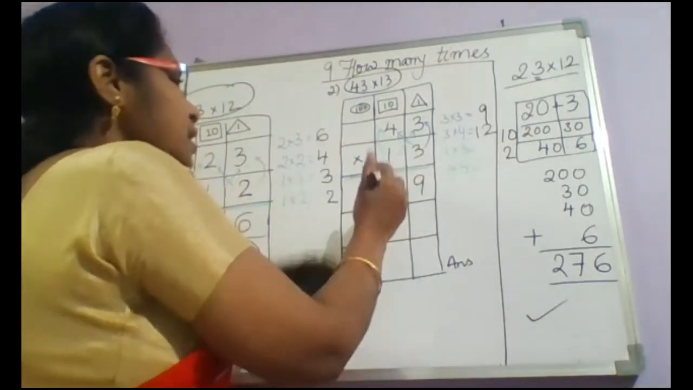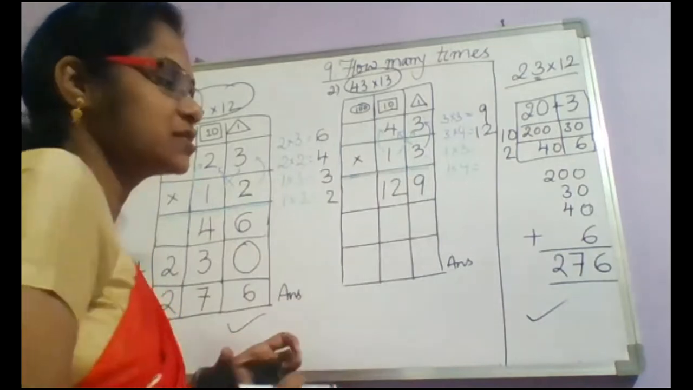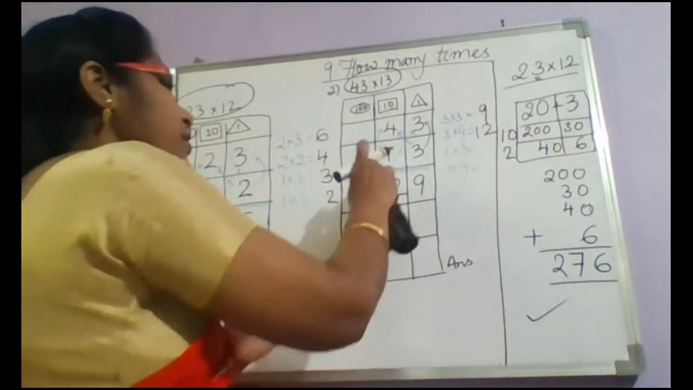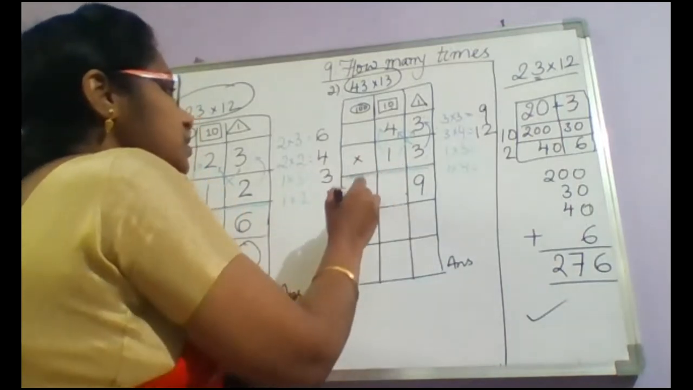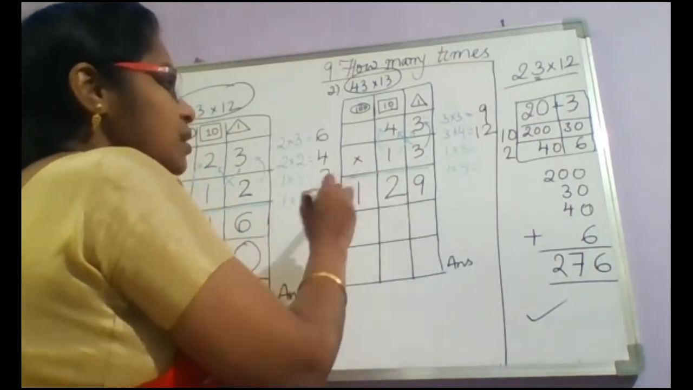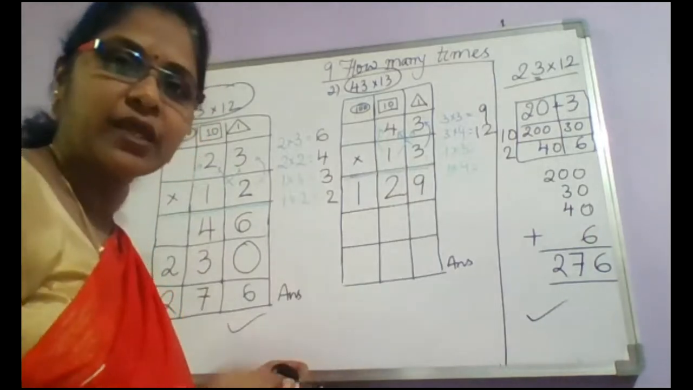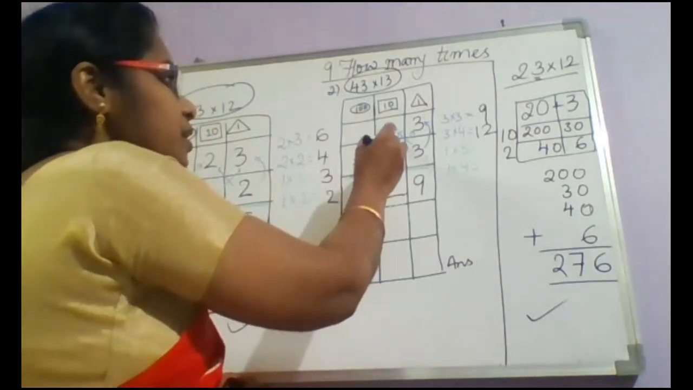Some of you are writing the answer like 129 like this. This is wrong. You have to write under hundreds only. 1 should be written here. 2 should be written here. 129.